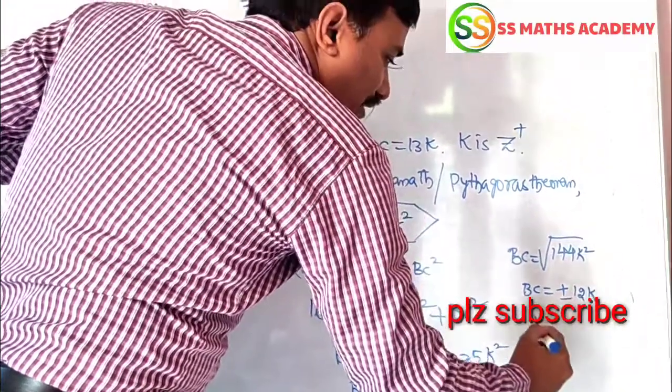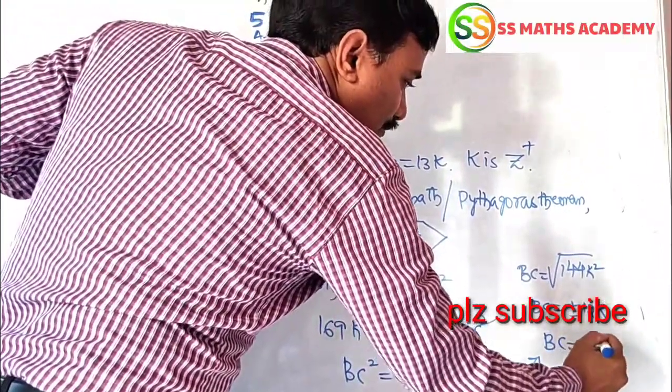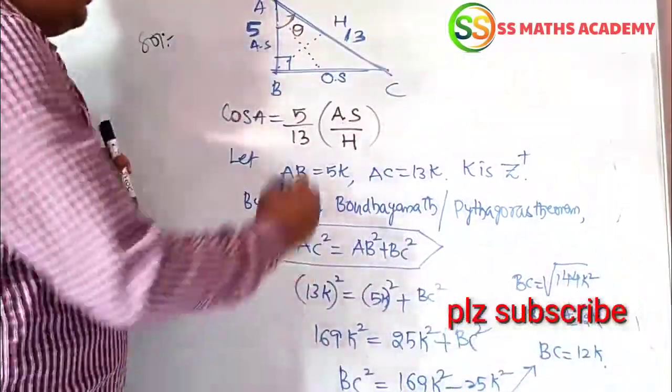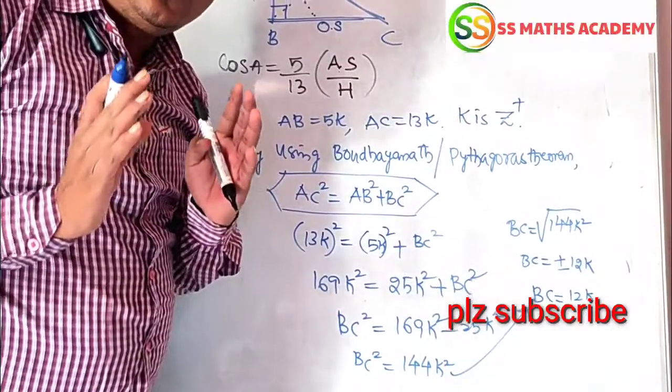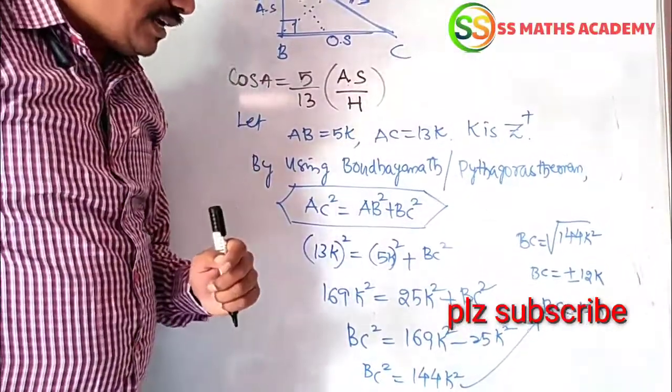We should go with the positive value only, always. That is the reason BC equals 12K. So BC equals 12K. Okay.